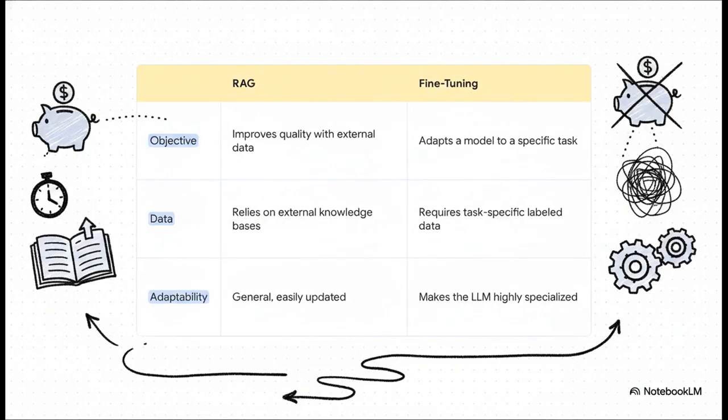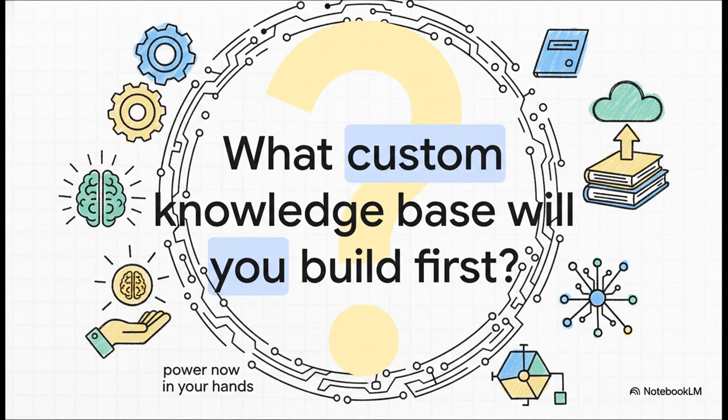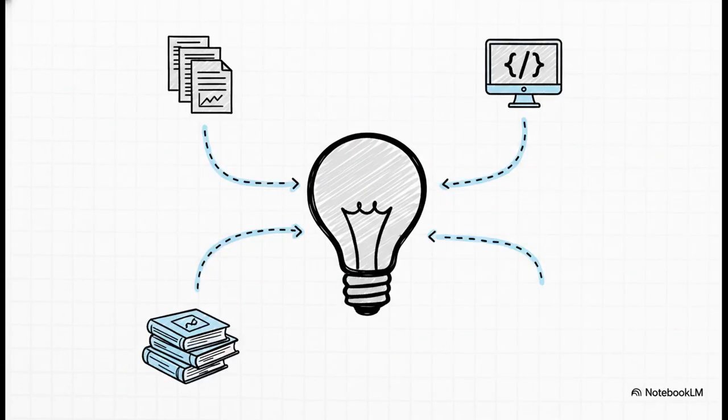So you might be thinking, why not just fine-tune a model? Well, RAG is usually way cheaper and easier to update. With tools like these, building your own expert AI is totally within reach. So what are you going to build? Just so you know, everything here is based on solid research from academic papers and real-world developer guides.